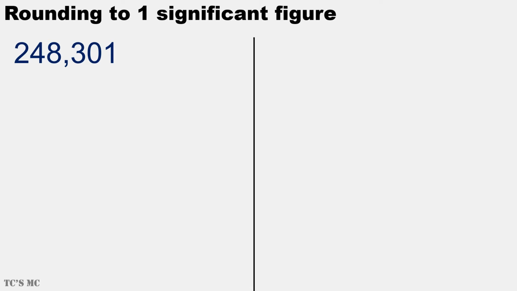Rounding to one significant figure. 248,301. The first significant figure is 2. This represents 200,000, which means we are essentially rounding to the nearest 100,000s. In this case, the answer is 200,000. The zeros here give the 2 its value of 200,000. Without the zeros, it doesn't equal 200,000.